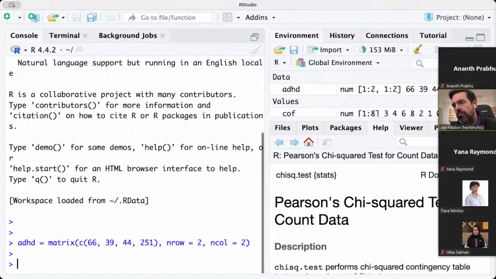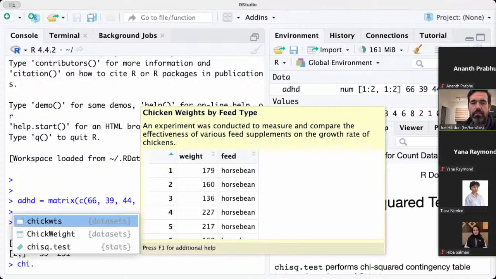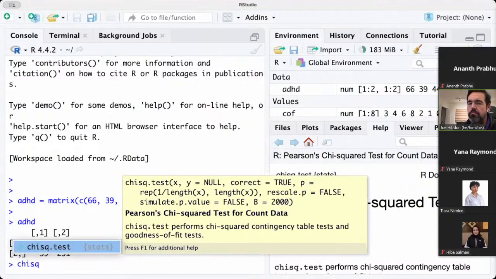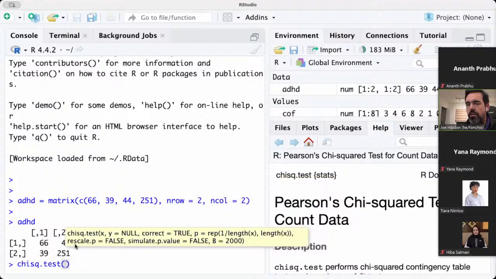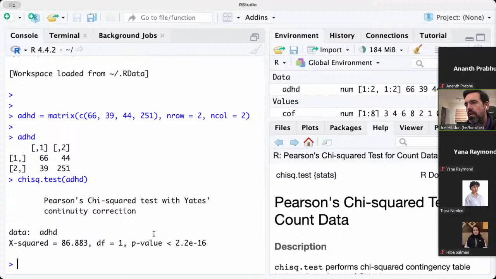So what does this look like? We'll hit enter, ADHD. Okay. And that's that table. Now, all I'm going to do is chisq.test on ADHD. And you can do this in Excel too. It's very straightforward in Excel. And it says, here it is. They give you the chi-squared, the DF, and they give you the p-value.